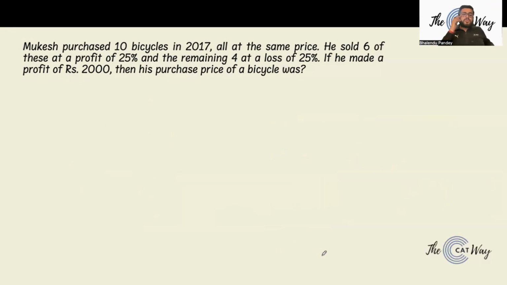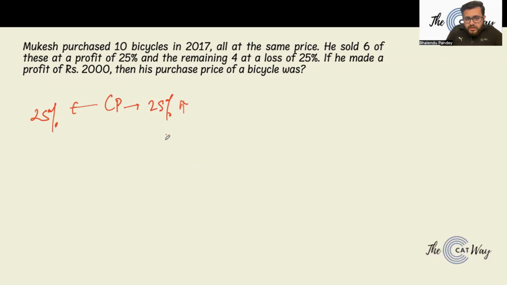If he made a profit of rupees 2000, then his purchase price of a bicycle was. Okay. So that simply means, whatever be the cost price, 25% plus, right, and 25% minus, right? Cost price 25% plus, 25% minus, okay? So for 4, on which 25, because profit and loss are being calculated on the cost price, the cost price's 25% profit will have the same monetary value as the 25% loss. So the profit on 4 and the loss on 4 are completely equal. It's null and void. It's 0, right?